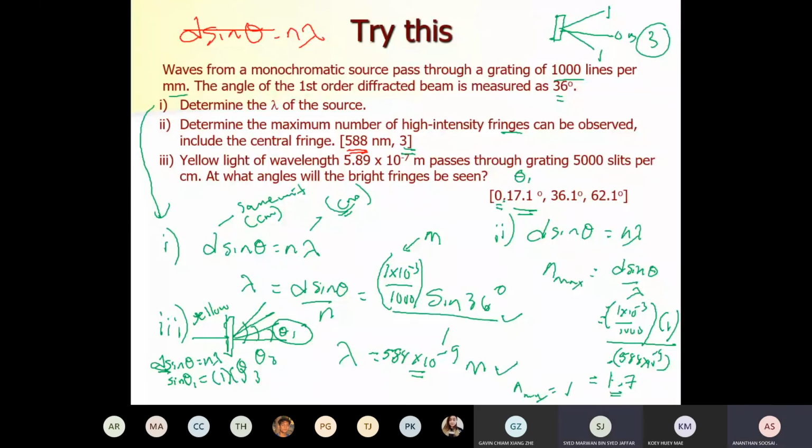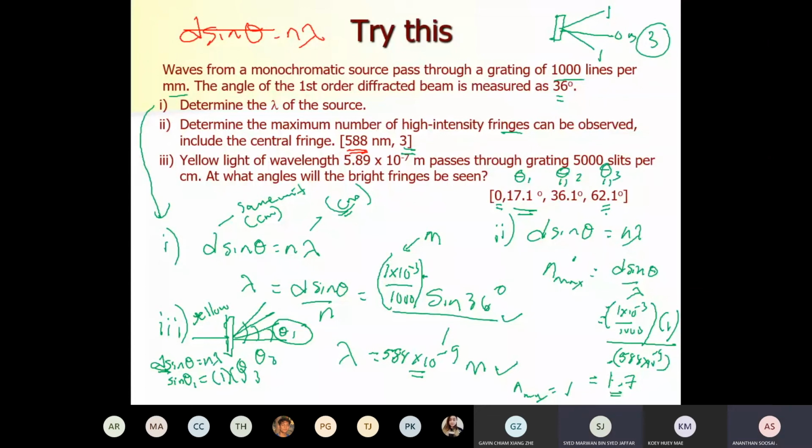Okay. Then repeat this step for the second order. For the second order, n you put as what? Put it as 2. Find theta 2. Theta 2 you should get 36.1 degrees. And the third order, theta 3, you get 62.1 degrees.